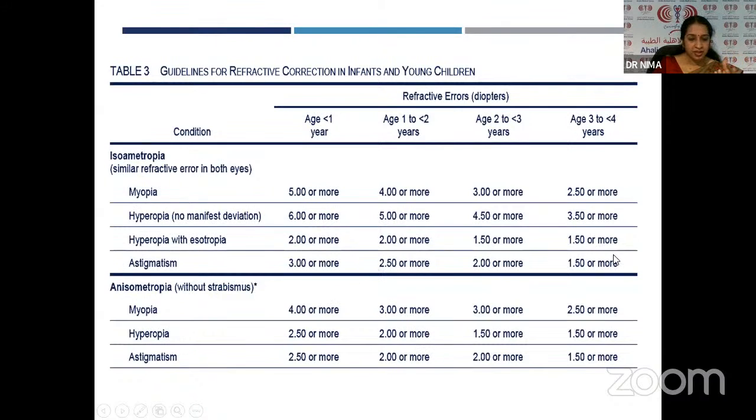And astigmatism actually, even with small powers also, we prescribe glasses because they have high incidence of amblyopia. To prevent the lazy eye, actually, we are prescribing. And if the child is without squint, but has inequality in power, then early prescription is needed.